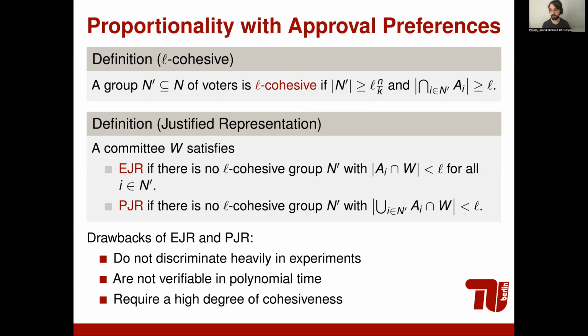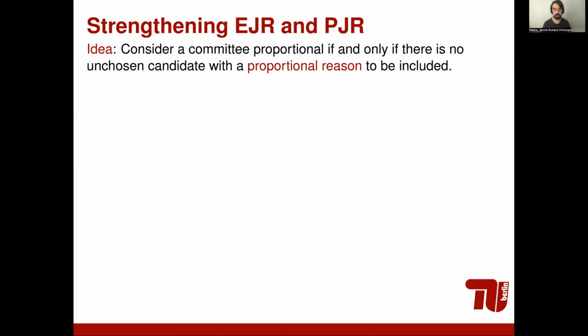So we try to do something which is verifiable in polynomial time and does not need this large degree of cohesiveness. And our main idea is to shift the focus from groups of voters to groups of candidates in the following sense: we say that for any unchosen candidate, there should be no proportional reason to be included. So no unchosen candidate should be able to say, well, I would be much more proportional than these chosen candidates. How would we do this?